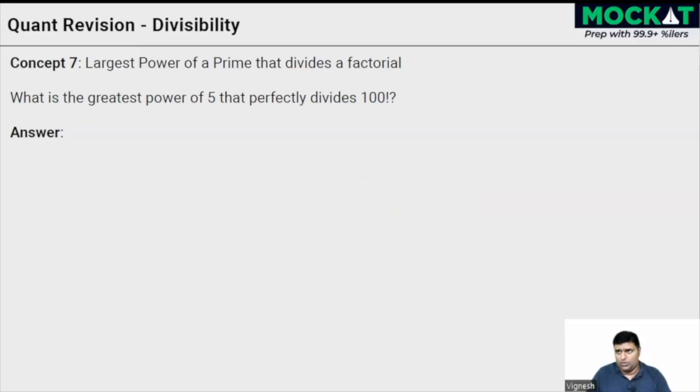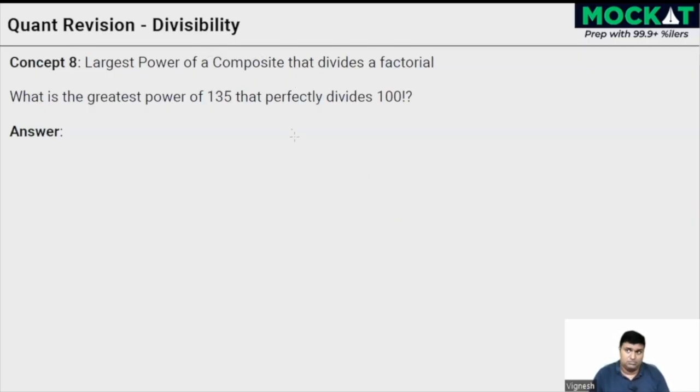What if it's not just the largest power of a prime, but what if it becomes the largest power of a composite number? And this time around, we have a number like 135 dividing the same number, 100 factorial. So for that, the steps are as follows. It's quite simple.